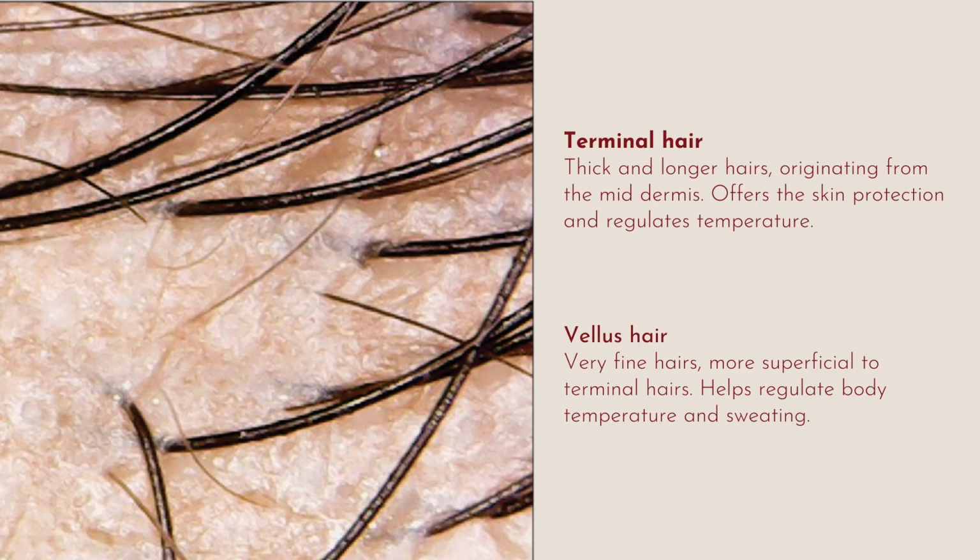In here you can clearly see a very close-up image of the terminal hair and the vellus hair. Terminal is quite thick, it's longer, it comes from the middle of the dermis, so quite deep in. The main purpose of terminal hair is just to offer protection to the skin, and it also regulates temperature. And then the vellus hair, you can see is a lot thinner, finer, not as long, and it's coming from the superficial dermis. What does it do as well? It helps to regulate the temperature of the body and also sweating. So you can clearly see the difference between the two types of hair. And again, keep in mind with dermaplaning, we're only going to be targeting the vellus hair.